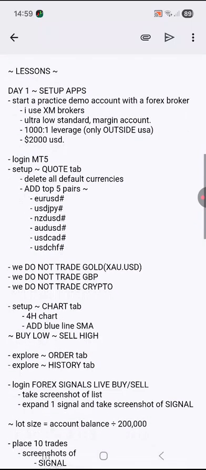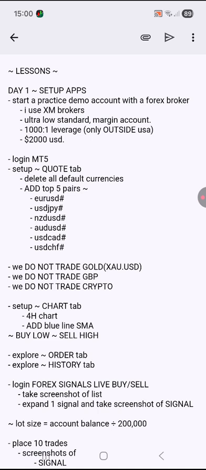Okay, so day 1 today, we're going to be setting up the apps. So we want to start a practice demo account. We don't want to be trading with real money yet, so we want to be practicing in our demo account, get very good in a demo account before we start in real money or risk losing any money.